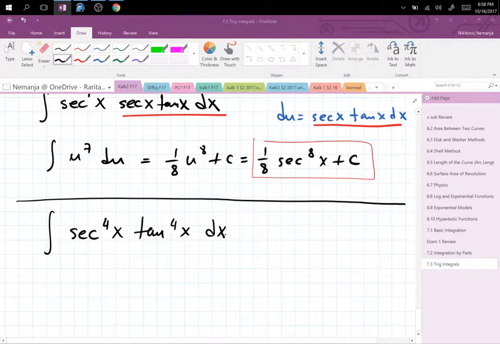Would the same u sub work? Nope. What is in this thing?